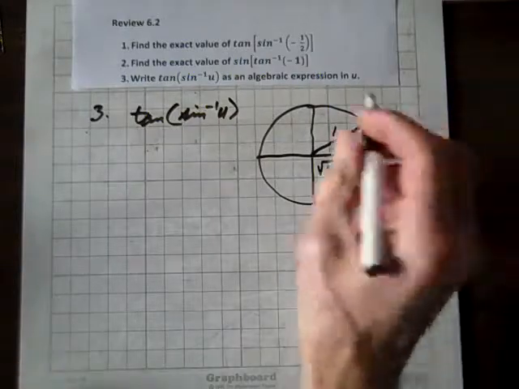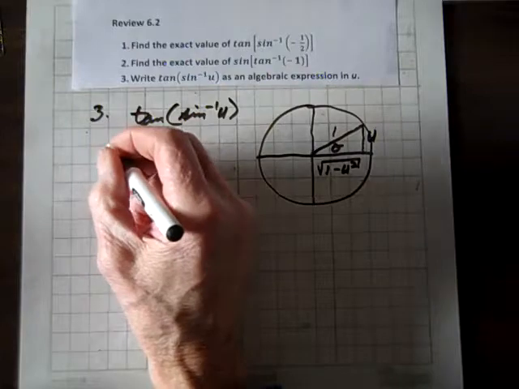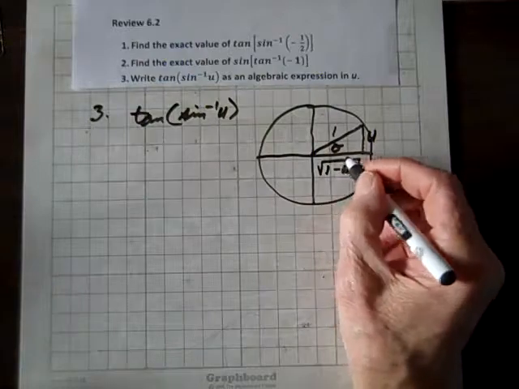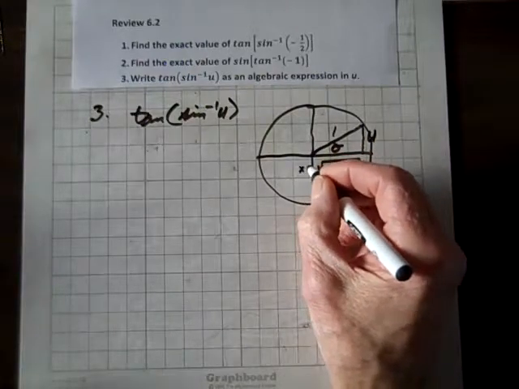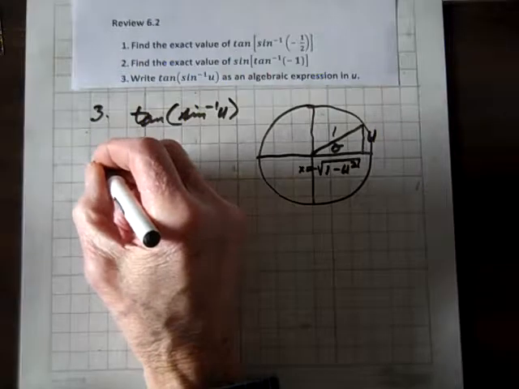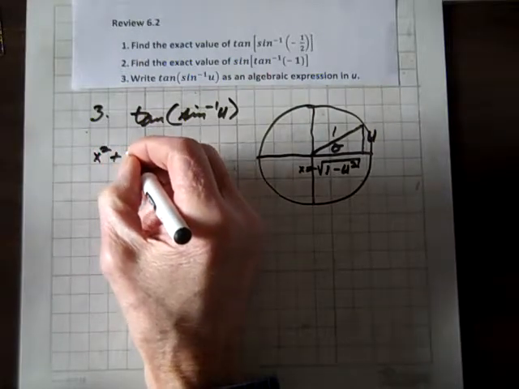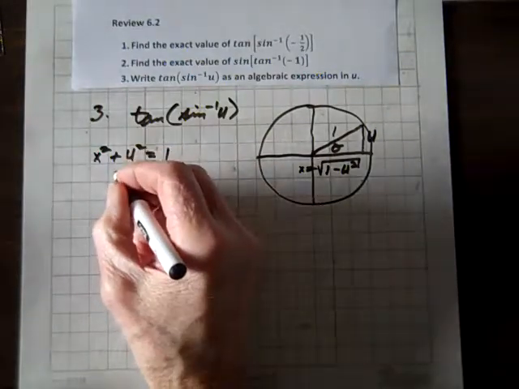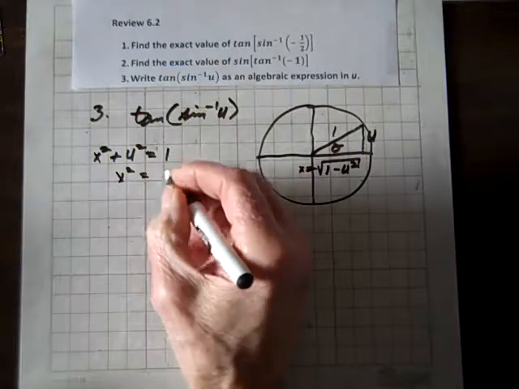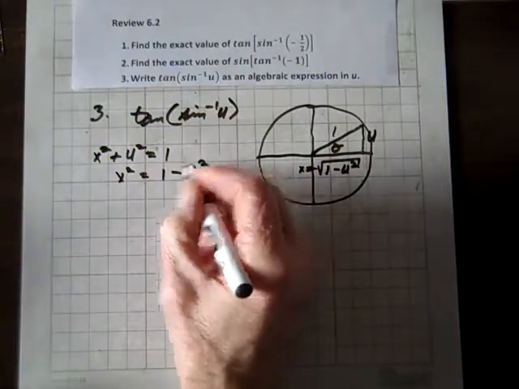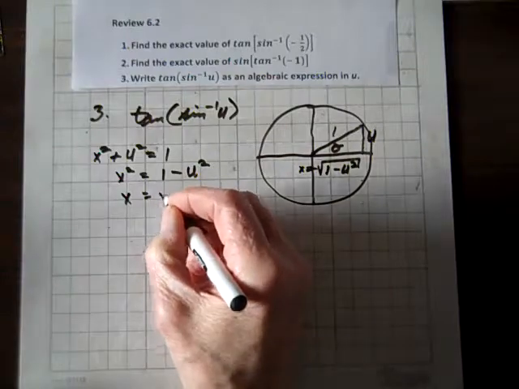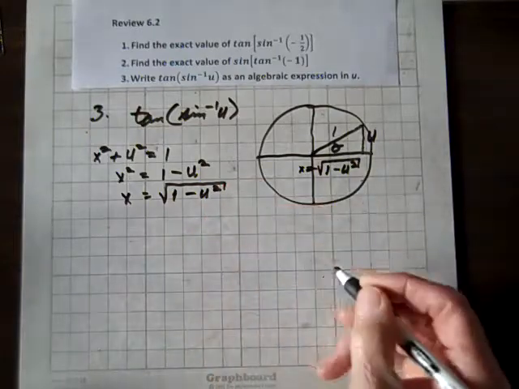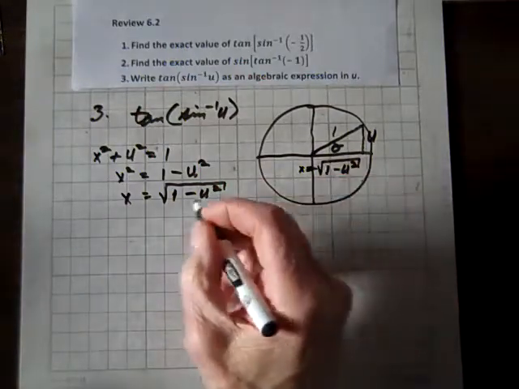And by the way, let's go over that quickly. For example, I'll call this x. So if you square x and you square u and you add them up, you get 1 by the Pythagorean theorem, so x squared equals 1 minus u squared, so x equals, it's only going to be the positive form, the square root of 1 minus u squared. So that's where that came from.